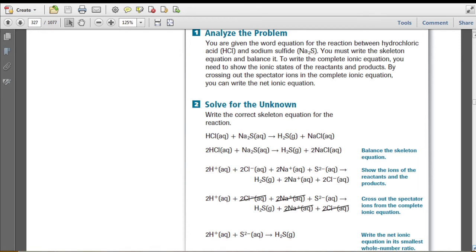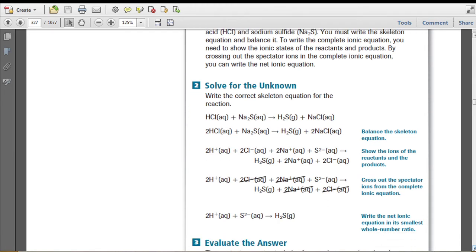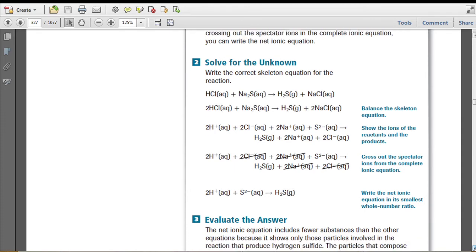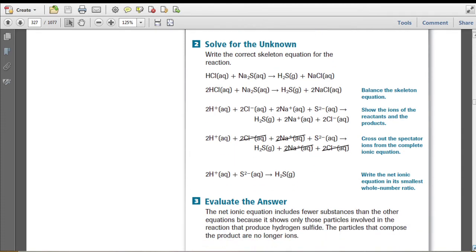And because we have aqueous solutions, we are able to split them up into their ions, but we leave the gas as is. We do not split up the gas. Notice what your spectator ions are, and you're able to cross them out to give us the remainder, your net ionic equation.